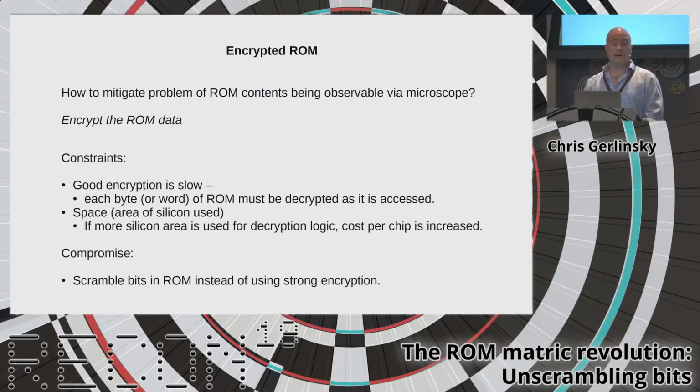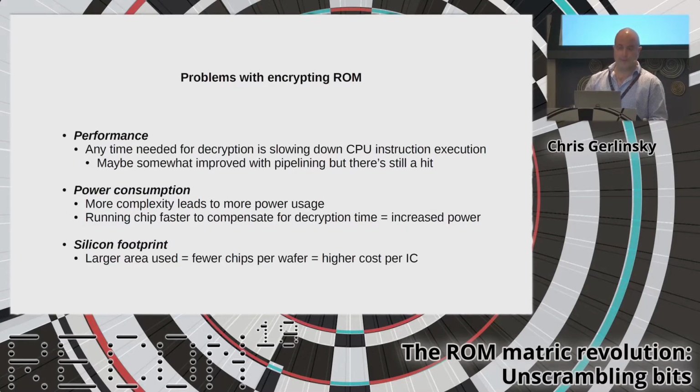So for encrypted ROMs. Now, the issue is that ROM contents can be observed via a microscope. So what's the solution? Encrypt the ROM data. There are some constraints for that, though. The encryption is slow if it's good, and you don't want to use a lot of space on the chip. So a compromise that is typically made is to just scramble the bits within the ROM instead of actually using a strong encryption. So the data inside of ROM isn't really encrypted, it's just in an order that's a little bit hard to decipher. And to repeat some of the problems with encrypting ROM, performance is a really big one.